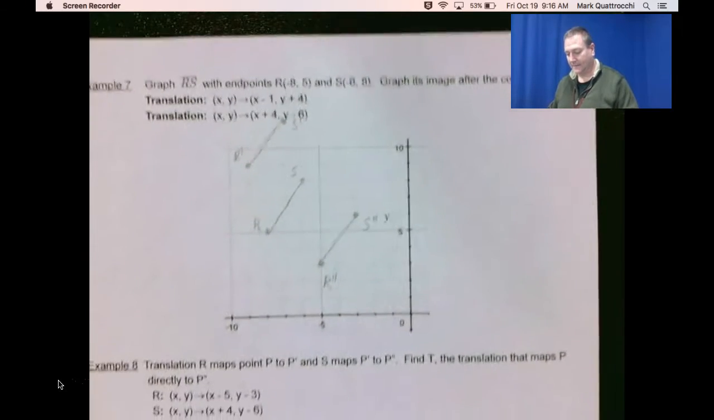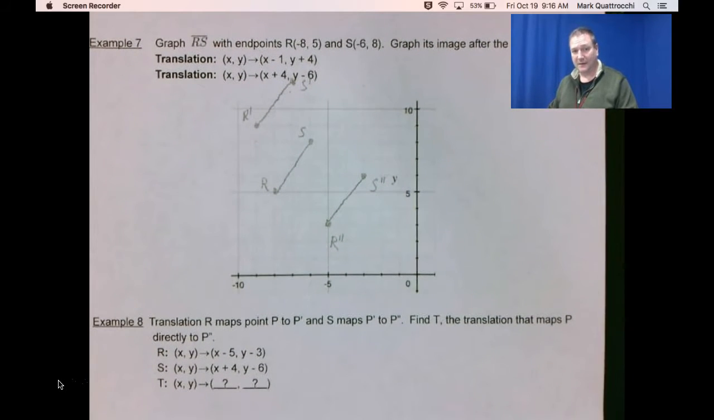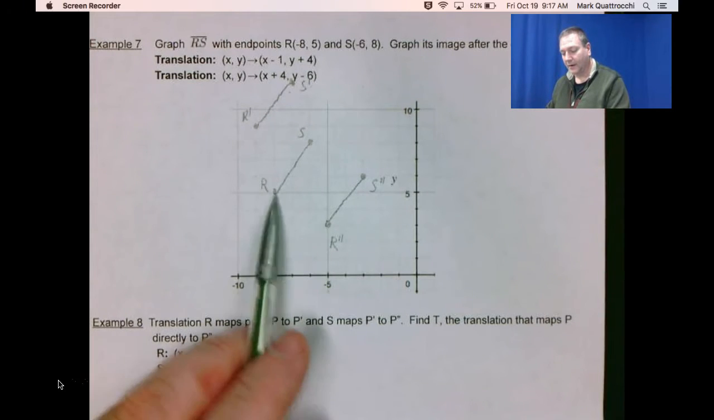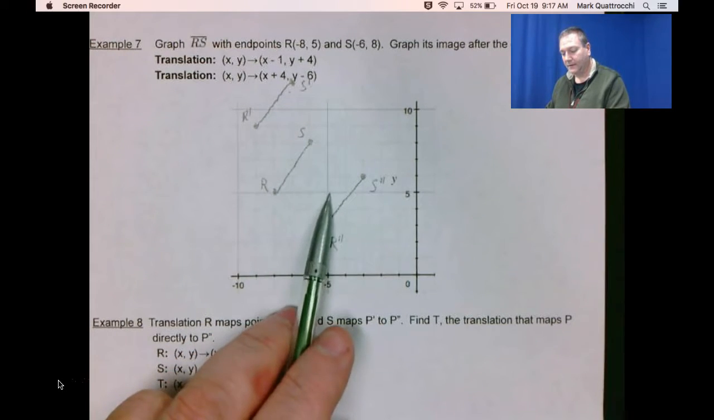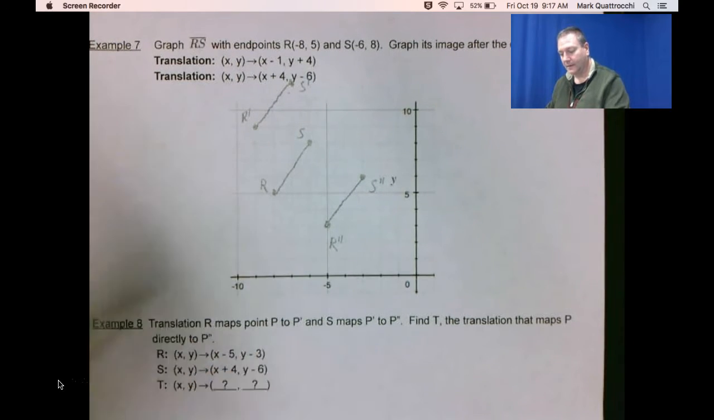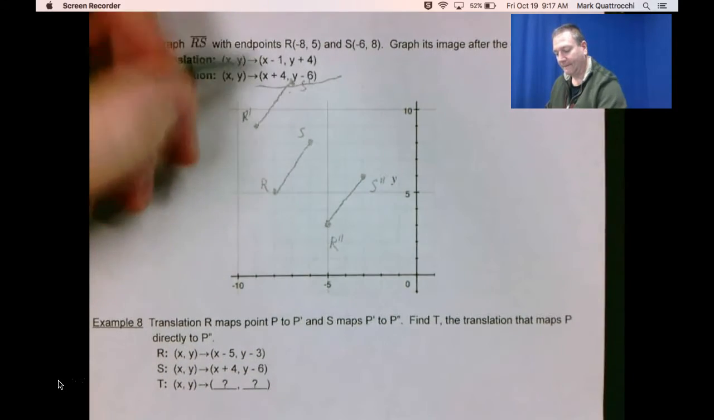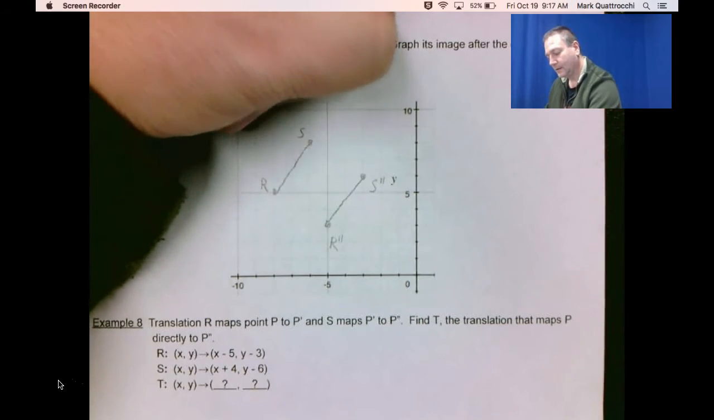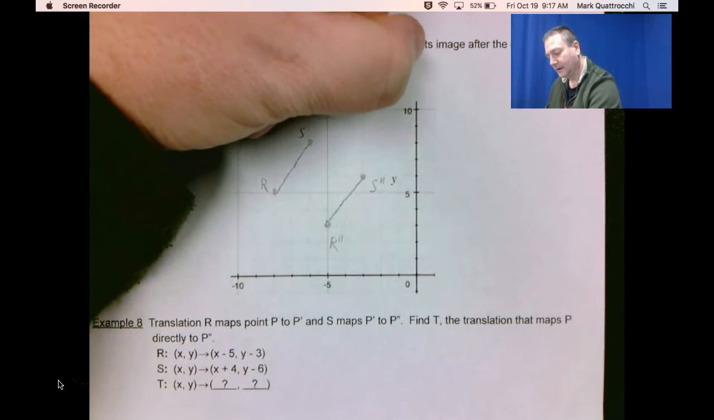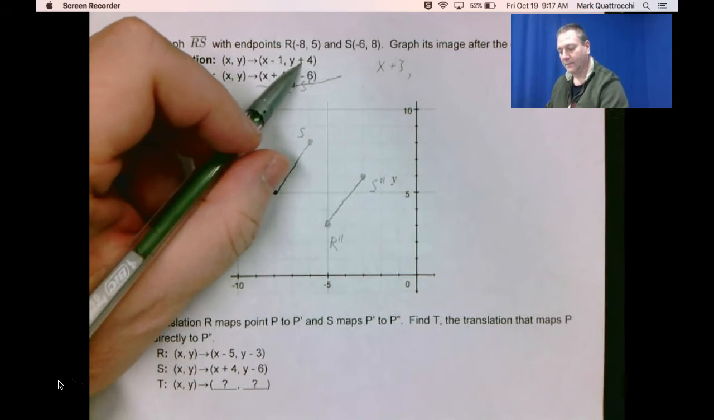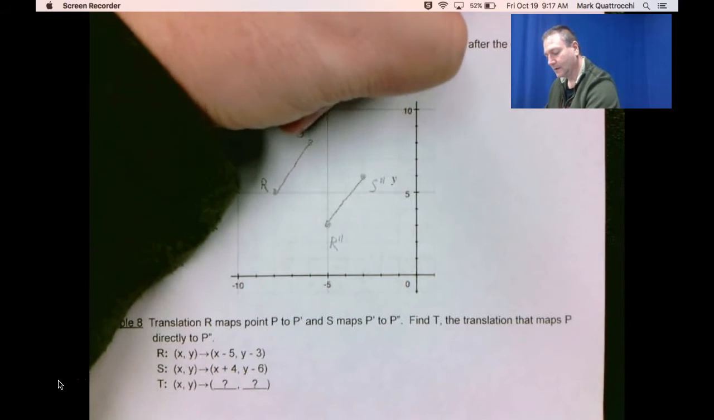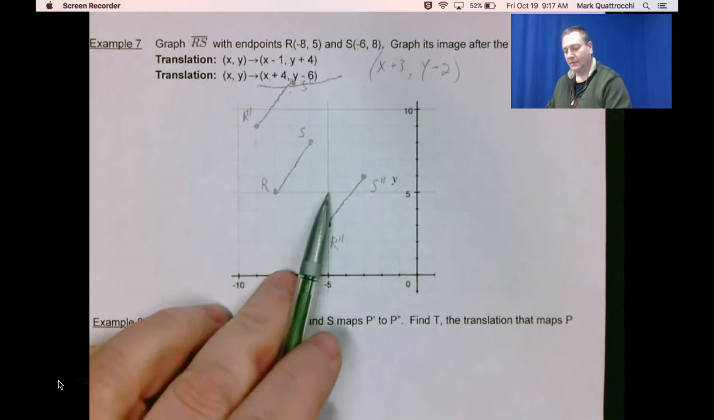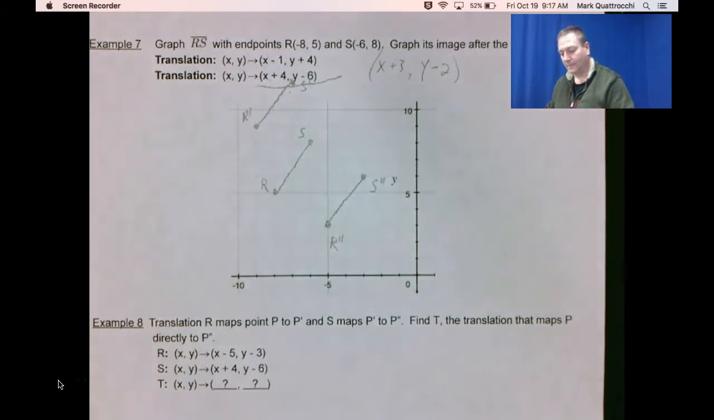Example 8. Now, there's a shortcut to doing this. What if I had gone directly from R to R double prime? 1, 2, 3 to the right, 1, 2 down. Negative 1 plus 4 is x plus 3. And 4 minus 6 is y minus 2. Right 3, down 2 is the rule.